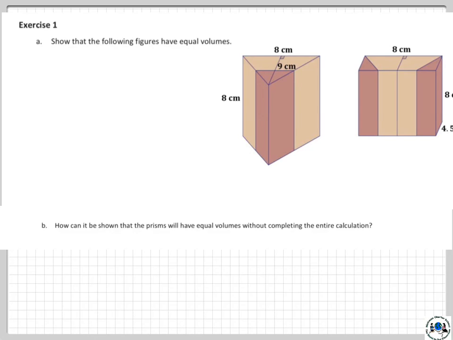Alrighty, so here we go. We are at exercise 2 here. Exercise 2 asks us to show that the following figures have equal volumes. Show that they have equal volumes. Well, you can tell what has been done here, but we should go ahead and, of course, prove this. So step number 1.